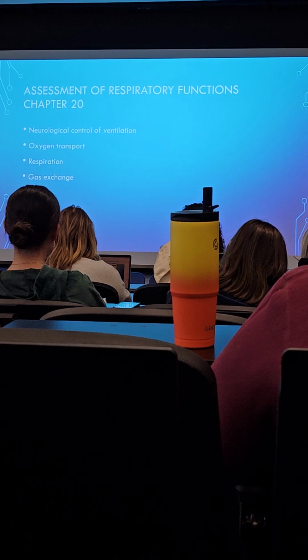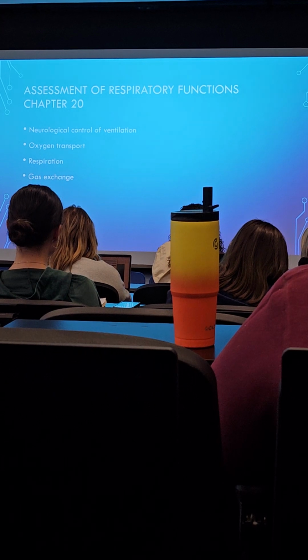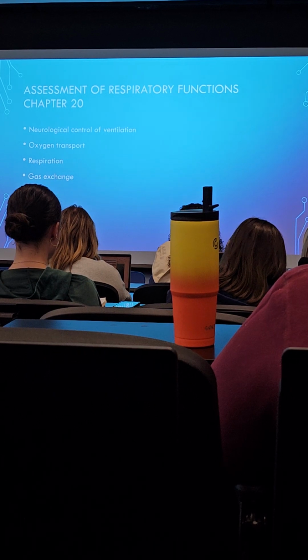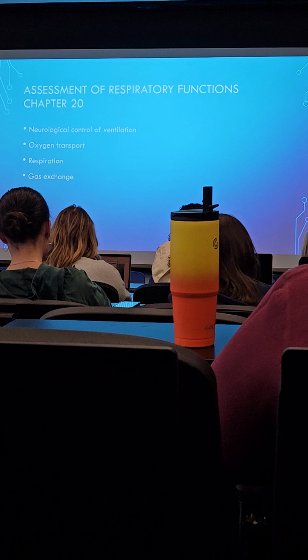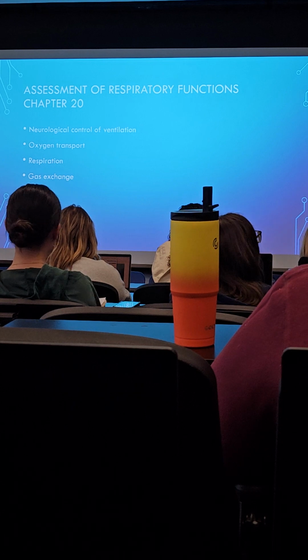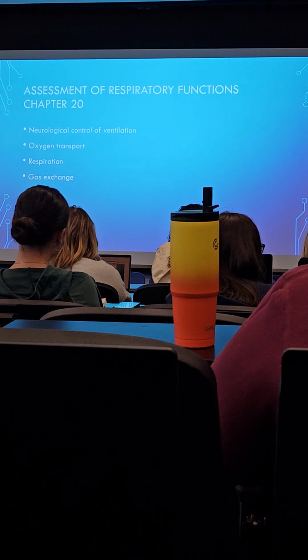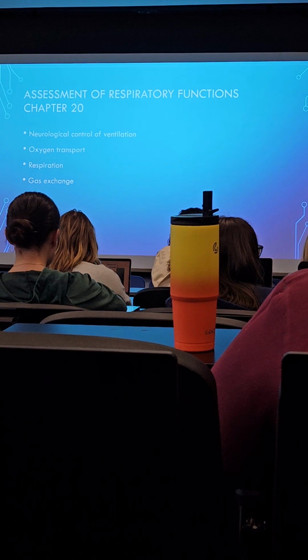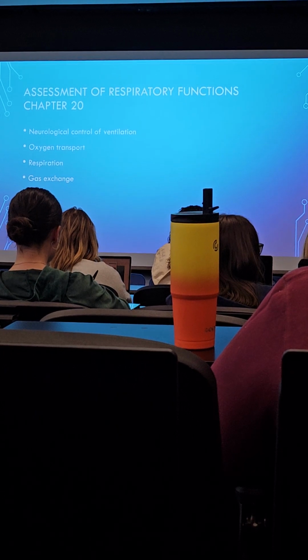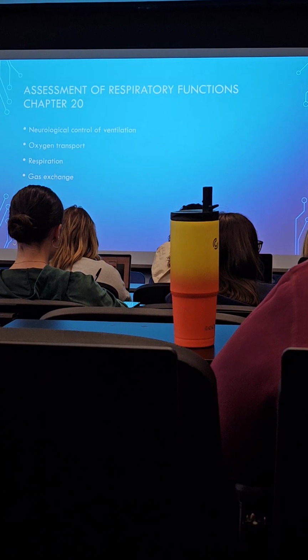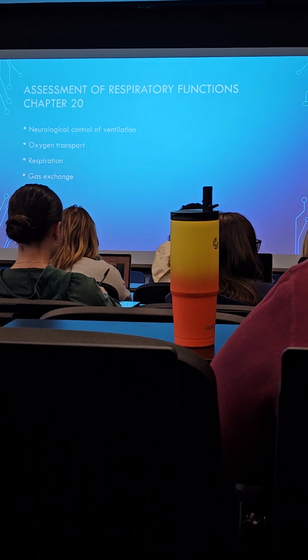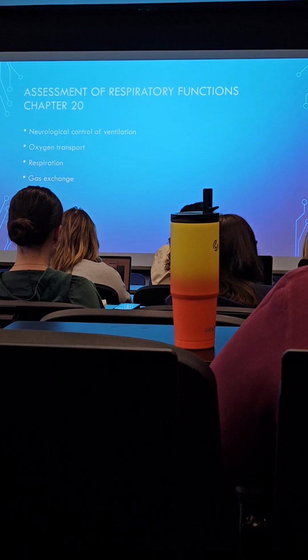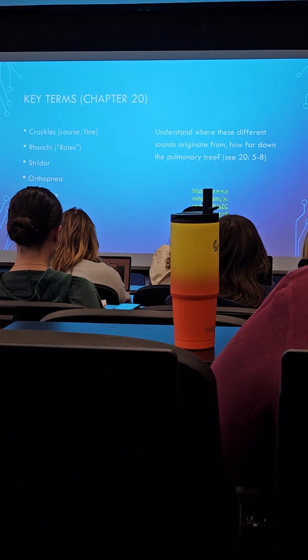Neurological control, chapter 17. Neurological control of ventilation, we already talked about that. Oxygen transport, that's going to be your alveoli with the capillary going by, giving CO2 to the capillary, and the capillary giving oxygen to the alveoli, so they transport the gas exchange back and forth. Okay? You should know what these are, and I think most of you do.